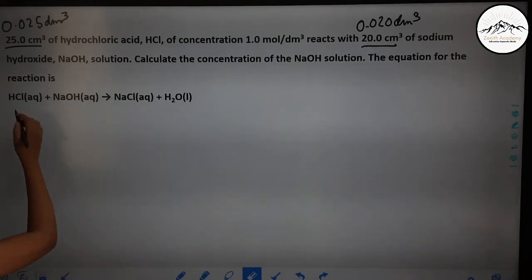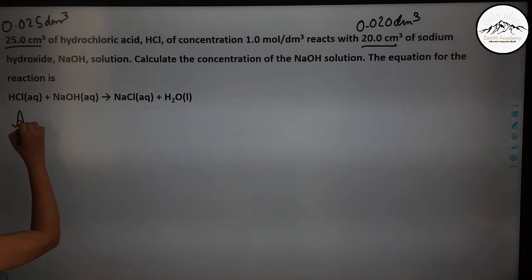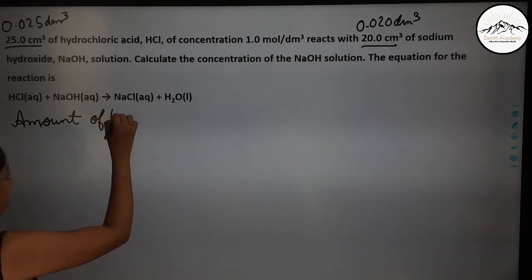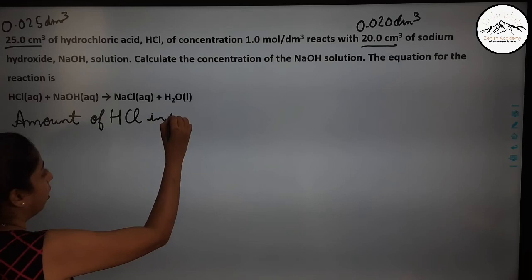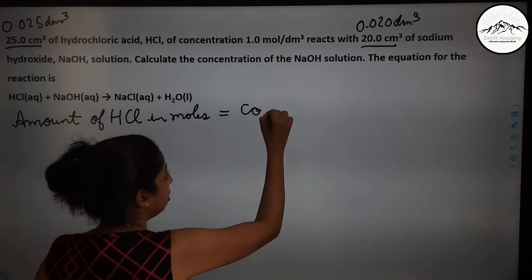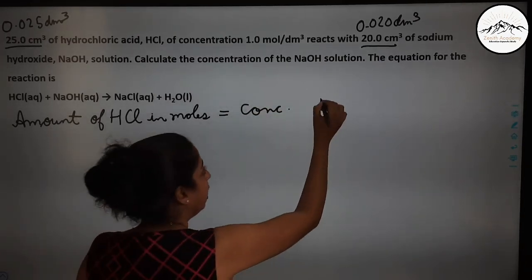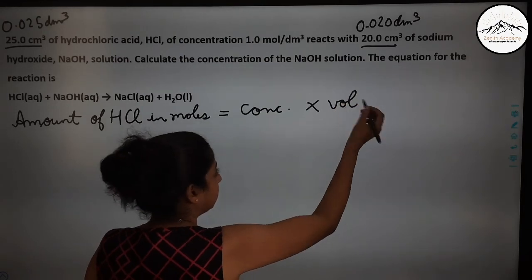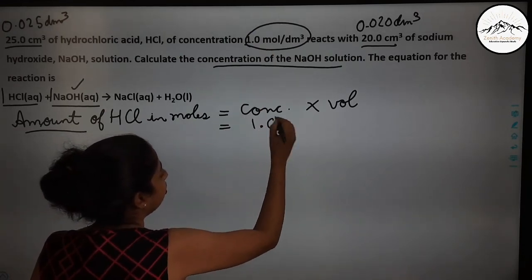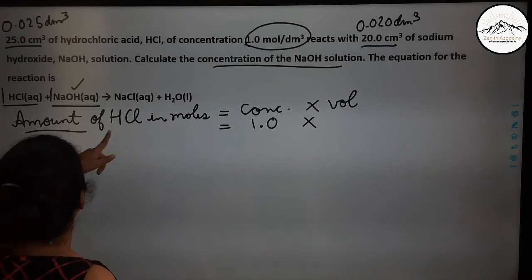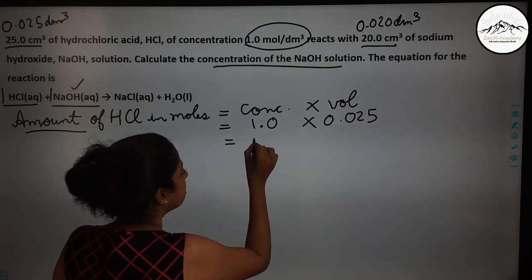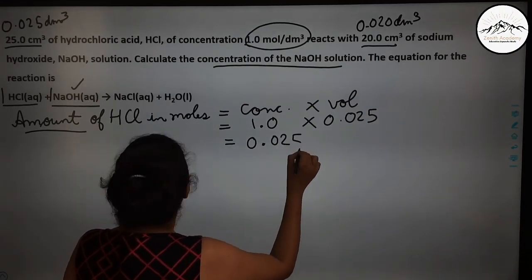Now let us find out the amount of HCl in moles. The amount of HCl in moles is equal to concentration in mol/dm³ times volume. We have already studied this, and volume has to be in dm³. So now we know concentration is 1.0, times the volume of HCl, which is 0.025. So the answer is 0.025 moles.